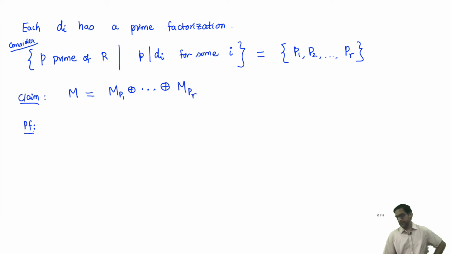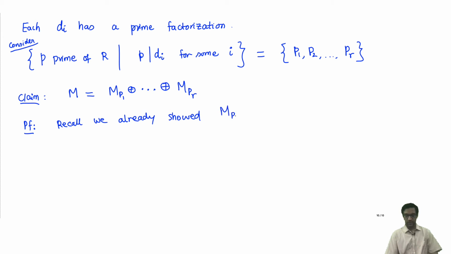Okay, so recall we have already shown independence. Which means that I know that for these MPIs, their sum is equal to the direct sum. That I have already shown. Okay, so proof, recall, we already showed independence, meaning the submodule generated by these components is actually a direct sum. So what remains to show is that this sum MP1 plus ... plus MPR is equal to the whole module M. I need to show that every element of M can be obtained as a sum of elements x1 plus x2 plus ... plus xr coming from the corresponding MPIs.